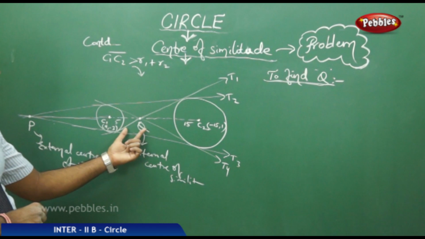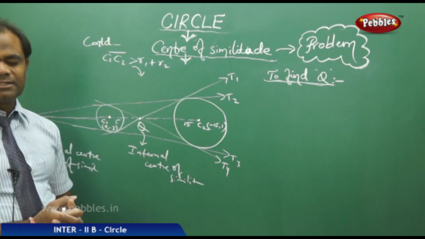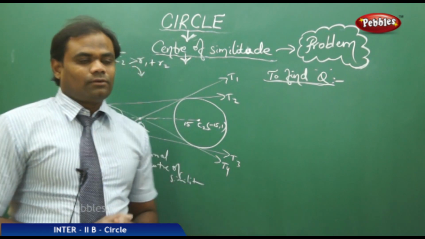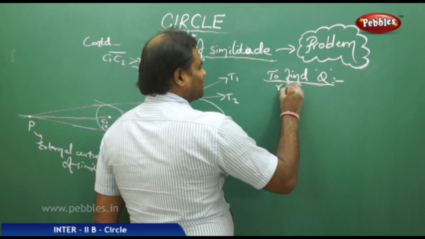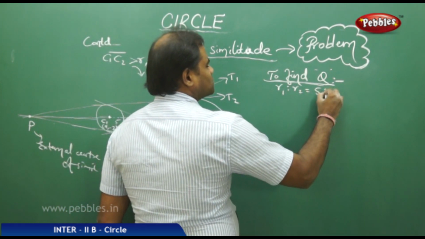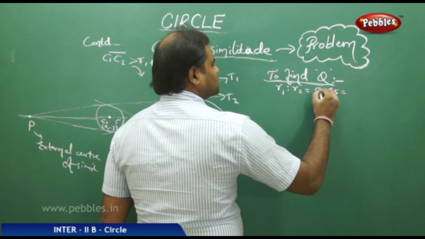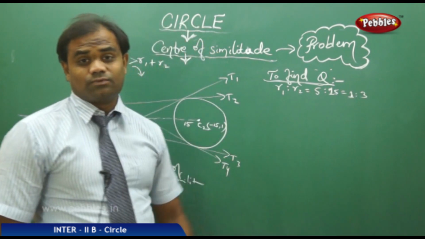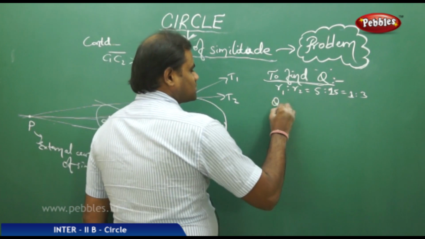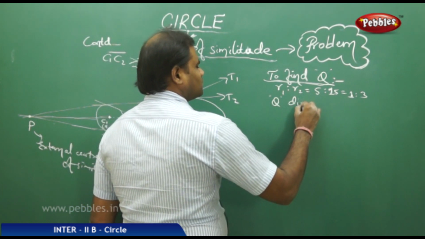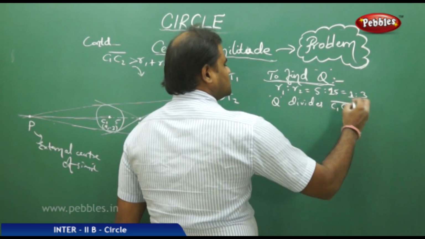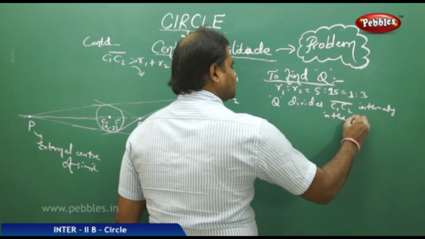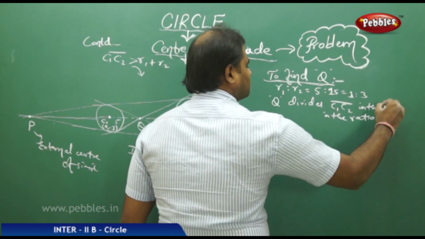In order to find Q, I utilize the points C1 and C2 and see how we can do it with respect to the ratio. Now here the ratio R1 is to R2 is 5 is to 15, which is 5 ones, 5 threes. So the ratio of R1 to R2 is 1 is to 3. Now Q divides C1 C2 internally in the ratio 1 is to 3.